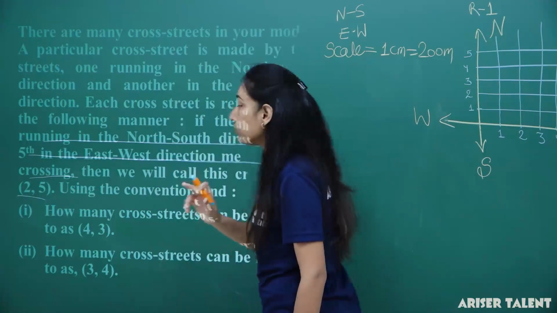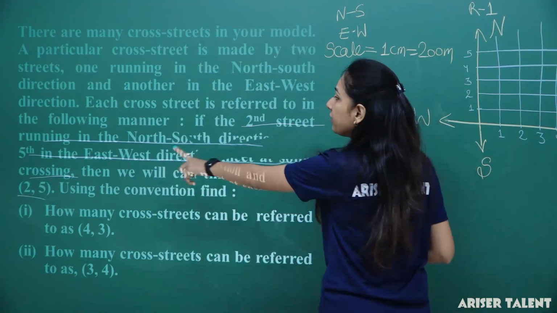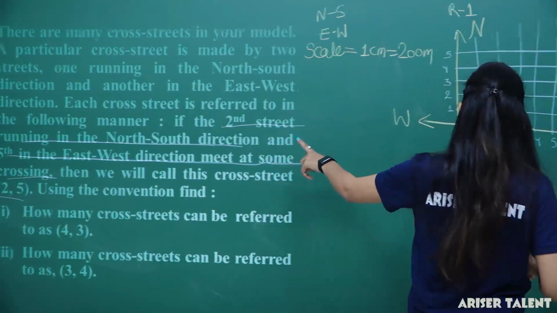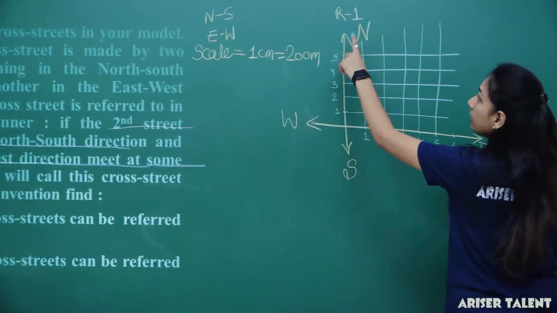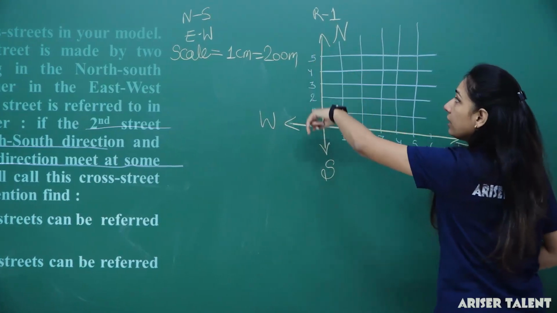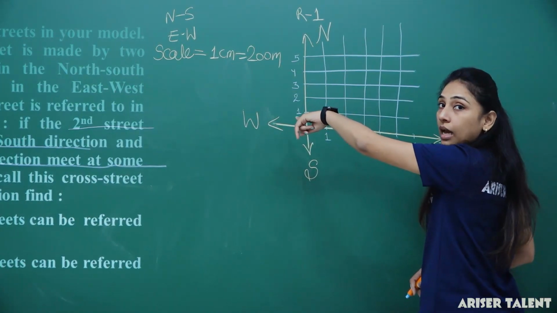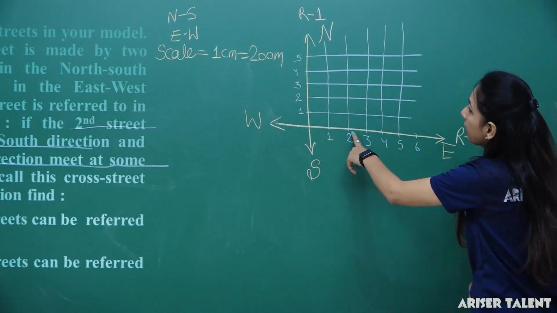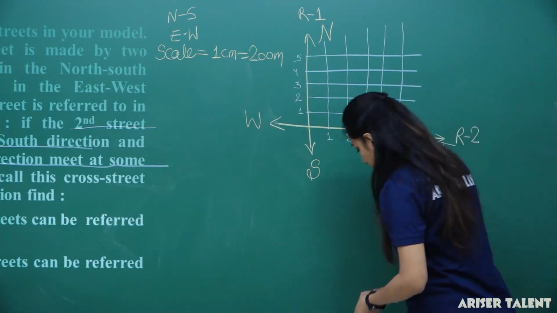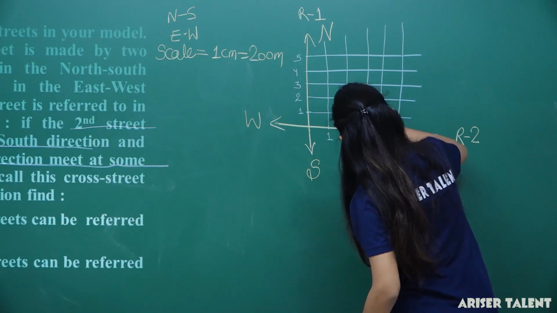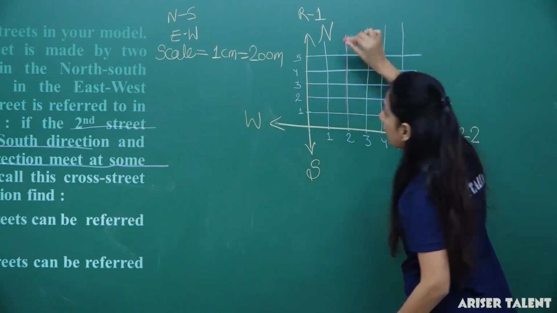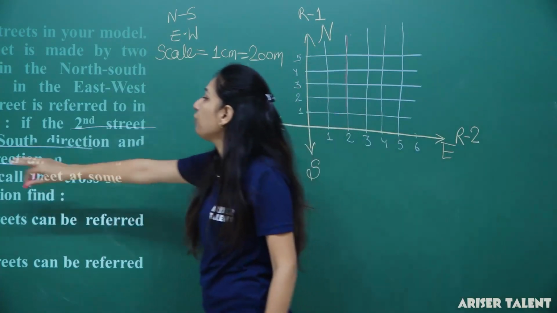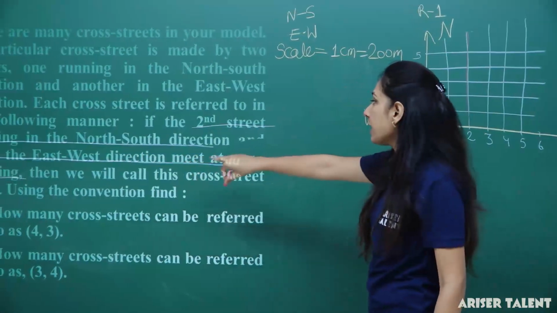What is it trying to say? That the second street running in the north-south direction. Now, the north-south direction is this. So the north-south direction having the street number 2, first and second street. So this is the street it's talking about, this particular line. And it's again saying, and the fifth in the east-west direction meet.